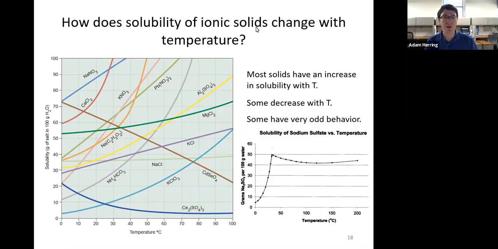This is the solubility of sodium sulfate as a function of temperature. We see that initially it increases and then it decreases and somewhat levels off. Now, the reasons for the various behavior of different ionic solids is more complex than what we're going to deal with in Chem 110. So for now, what you need to understand is that the general trend for ionic solids is that the solubility increases with increasing temperature.